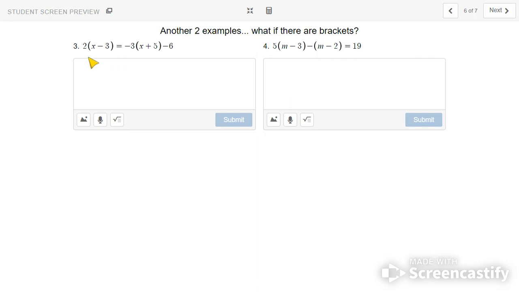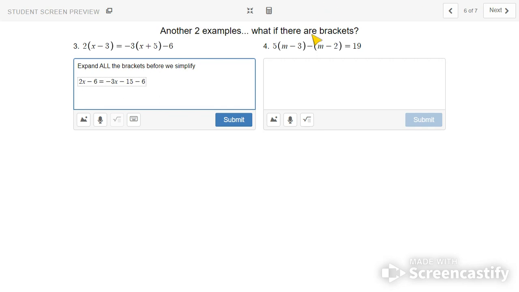Okay, these ones have more brackets now. We're going to treat these the same way. We're going to expand all of the brackets before we simplify. So 2x minus 6 equals negative 3x minus 15 minus 6. And that's the expansion. Let's collect like terms first, because the fewer numbers we have to work with, the less chance for error. I'm going to collect the numbers that are on the right-hand side. 2x minus 6 equals negative 3x minus 21.